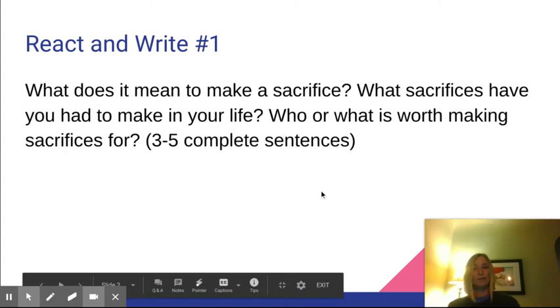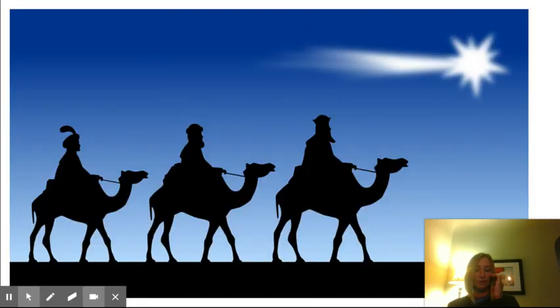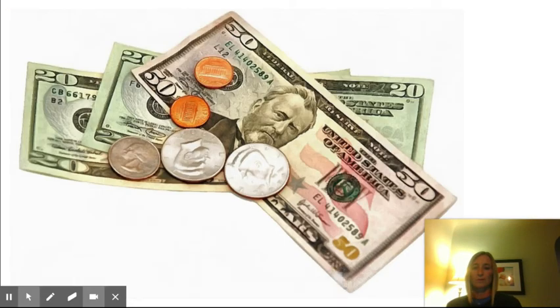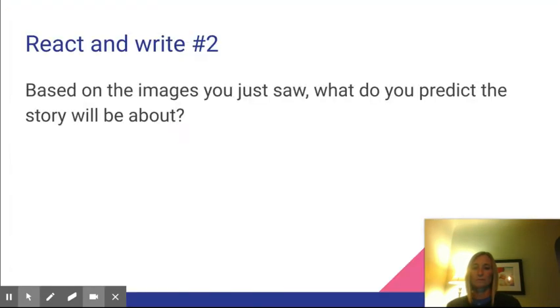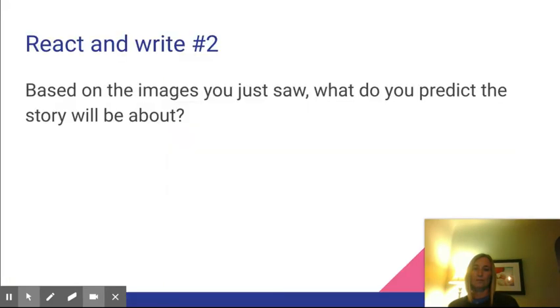The next question, and you can always go back to this, obviously, is look at these pictures, kind of like what we did with The Most Dangerous Game. We looked at the pictures, and we are making predictions based on what the story is about. Sorry if I'm freezing on the screen. Hopefully you can at least hear me. So look at the pictures. Think about what the story might be about. Based on the images you just saw, what do you predict the story will be about? Show them again as you're writing.